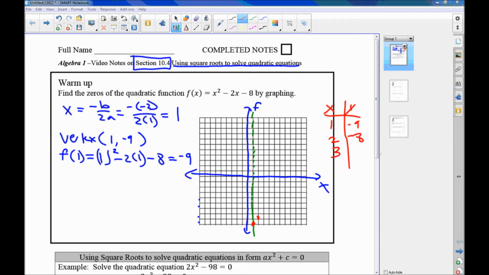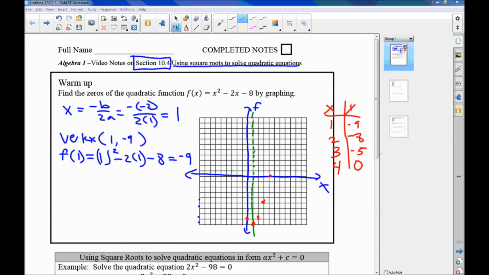And then I'll plug in 3. If I plug 3 into this, that's 9 minus 6, which is 3, and 3 minus 8 is negative 5, so that didn't get me there yet. So 3 over, 1, 2, 3, 4, 5 down. And then we'll try 4. 4 is going to give me 16 minus 8, which will give me 0. So (4, 0) is nice. It graphs right here.